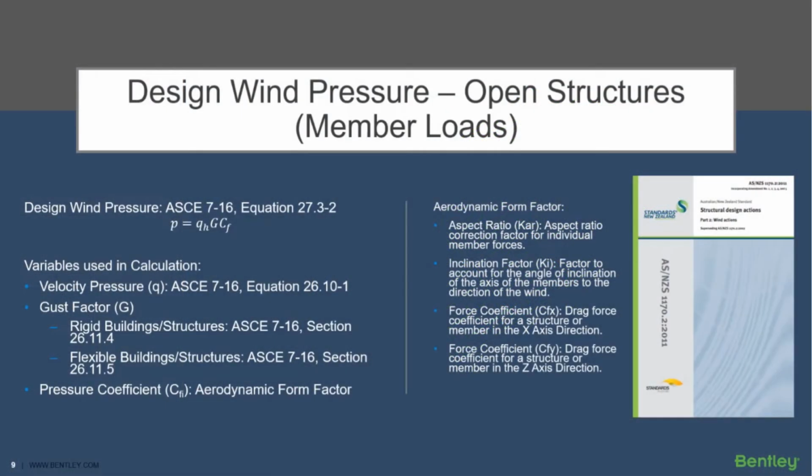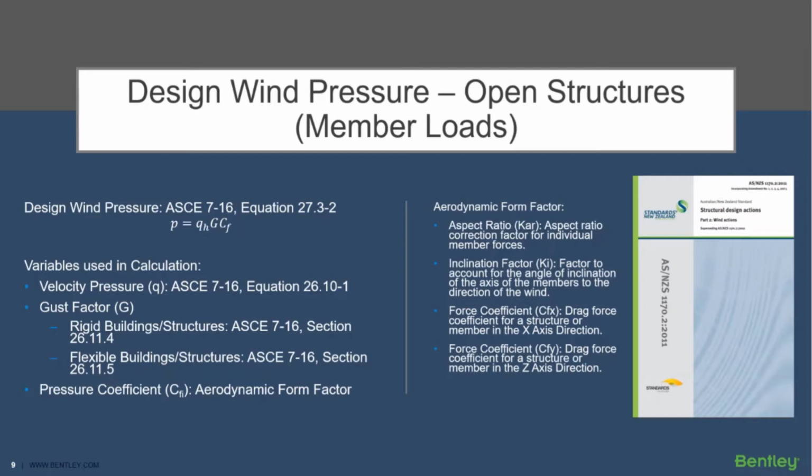Now, before we create our wind definitions for this open structure, we will first take a look at how RAM Elements will calculate the design wind pressure acting along the members. RAM Elements will calculate the wind loads using the ASCE 7-16 equation 27.3-2. During the calculations, you can either manually specify the aerodynamic form factor, or you can ask RAM Elements to calculate this value for you.